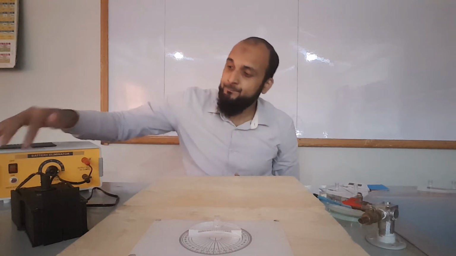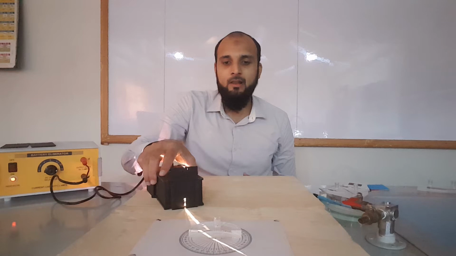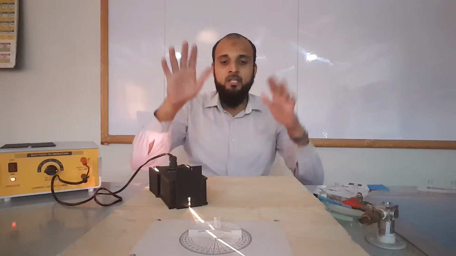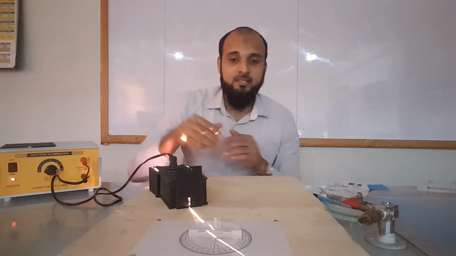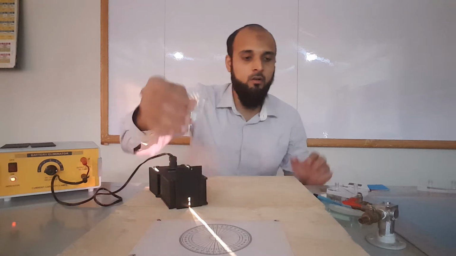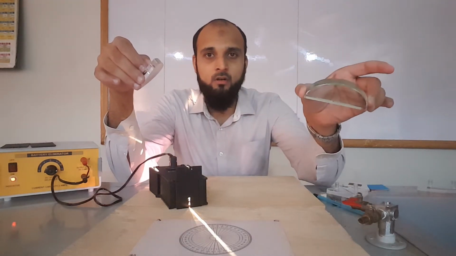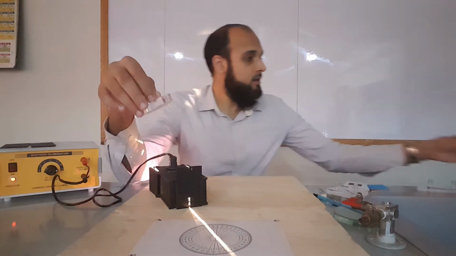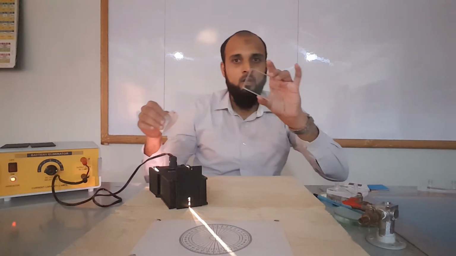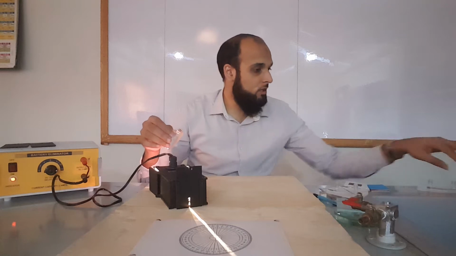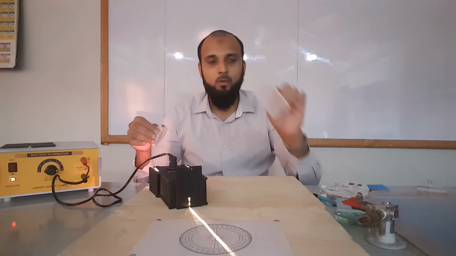So let's begin. We power up the ray box and the ray box produces a single beam of light. We're going to use a semicircular perspex block, although we could have used a semicircular glass block or a rectangular glass block or a rectangular perspex block as well.